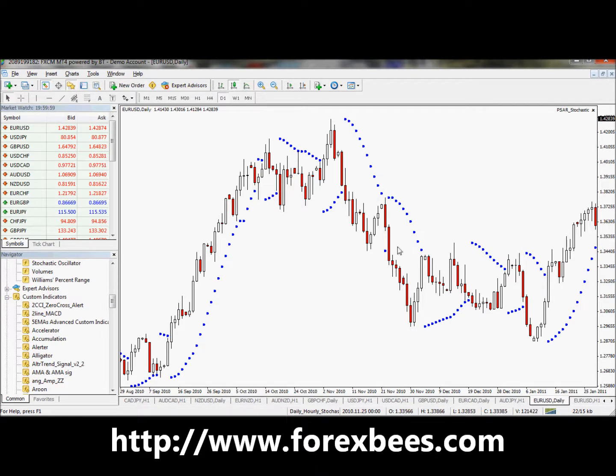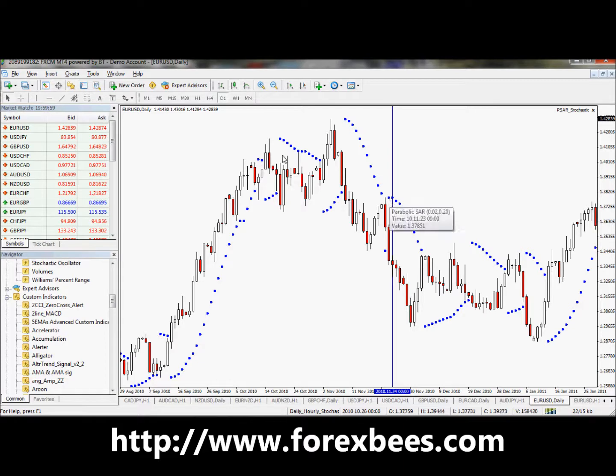So this is an example. See this formation. In this formation, the parabolic SAR dots are above the daily candlesticks. That means the trend is downwards. And at one point, one parabolic SAR dot formed below the candlestick. That means the price tried to reverse at this point. But then the next day, immediately the next parabolic SAR dot formed above the candlestick. So this is a 1 to 3 pattern. That means 1, 2, 3. You can take advantage of this pattern. So this is where the pattern is completed.